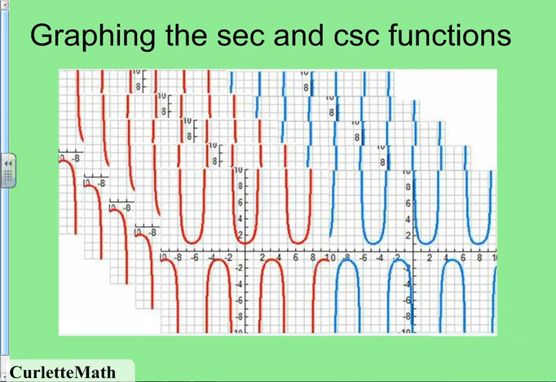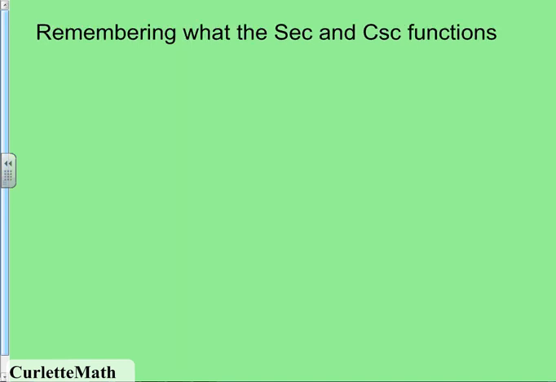Now, today we're going to look at graphing the secant and cosecant functions. To do this, we need to remember what our cosecant and secant functions are reciprocals of and how they relate to the sine and cosine functions. Let's remember the secant function is 1 over the cosine function. The cosecant function is 1 over the sine function.